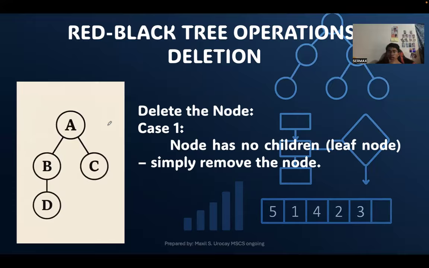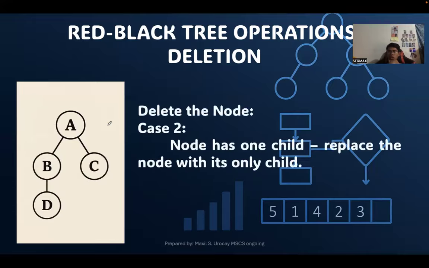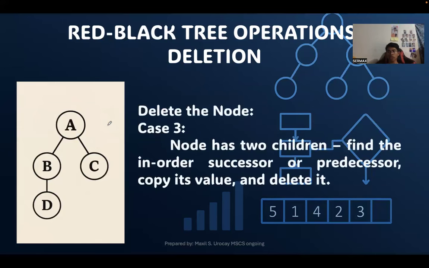Case 1, a leaf node, we simply remove the node. Case 2, has one child, replace the node with its only child. Case 3, has 2 children, find the in-order successor or predecessor, copy its value and delete that. For the in-order successor, always remember that it is the smallest value in the right side. And the in-order predecessor is the largest value in the left side.